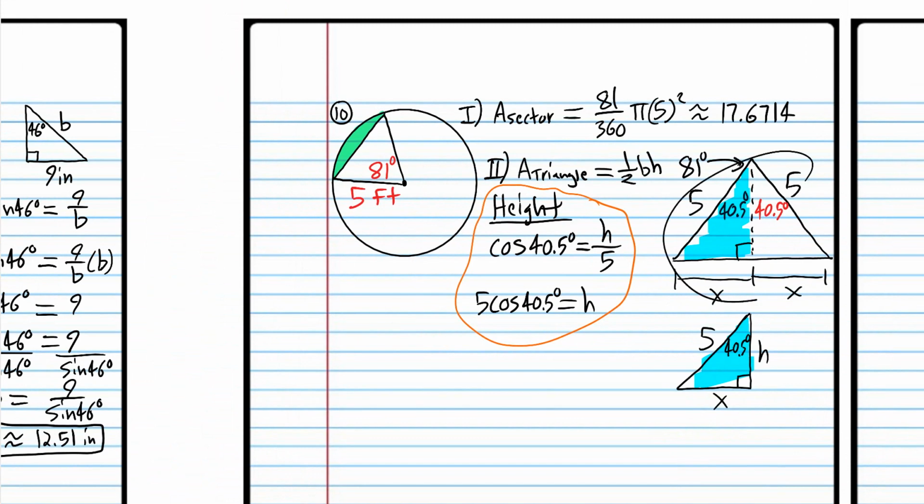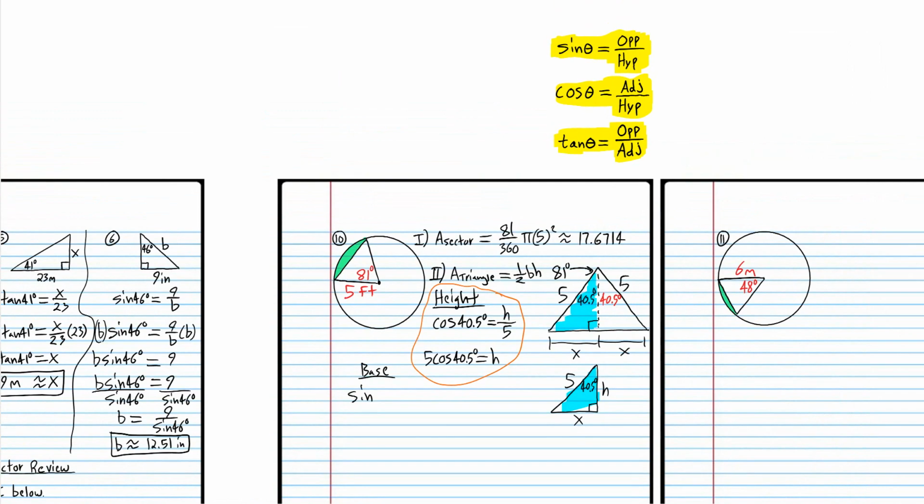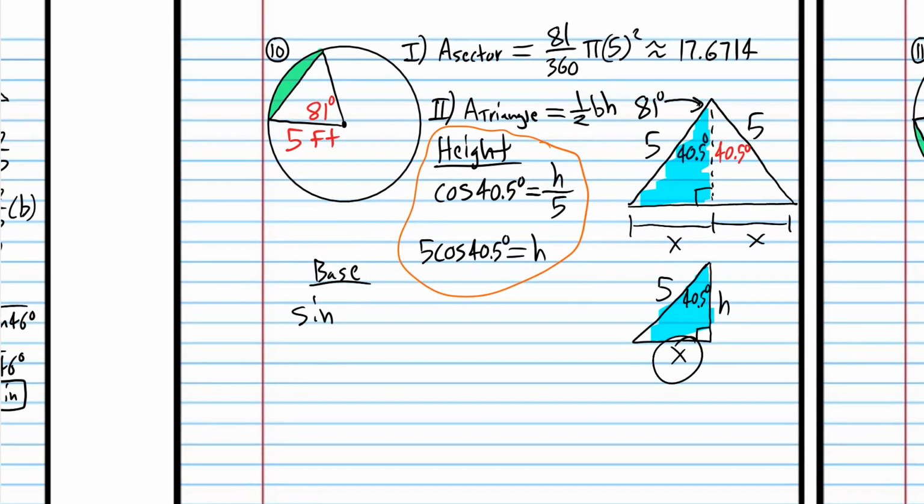And be aware that this triangle is turned. Again, this is the base. It's kind of turned upside down here, so we had to flip it around. So now we're going to find the base, and we're going to use sine for that, because sine is the opposite side over the hypotenuse. We need the opposite side, and we have the hypotenuse to use to find the opposite side. So sine 40.5 degrees is equal to x over 5. Do the algebra, and x is equal to 5 times sine 40.5 degrees.